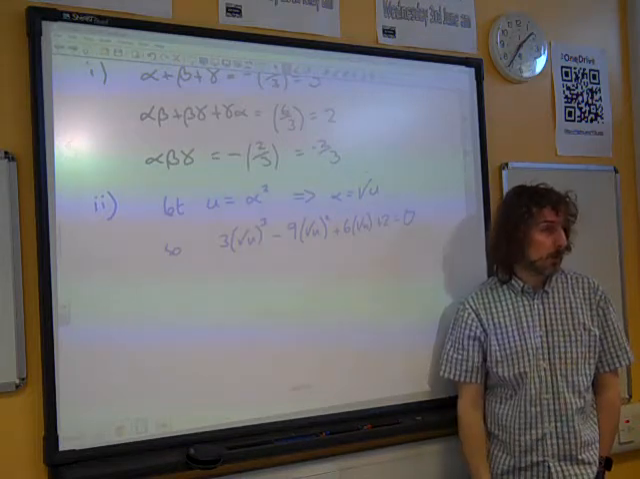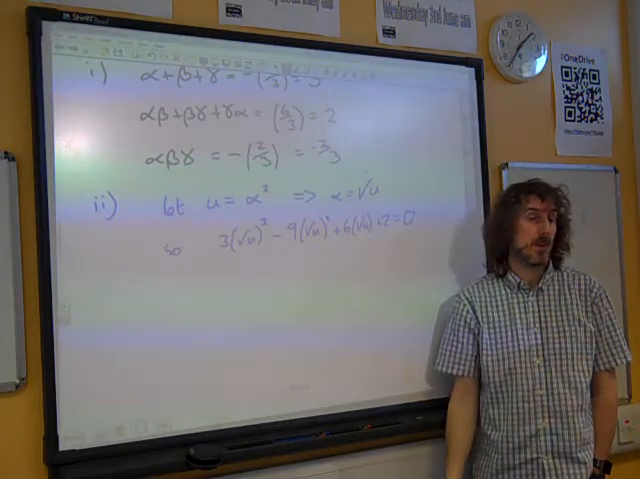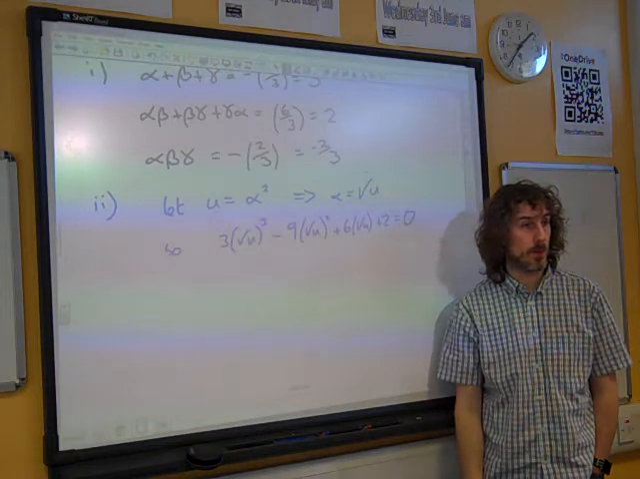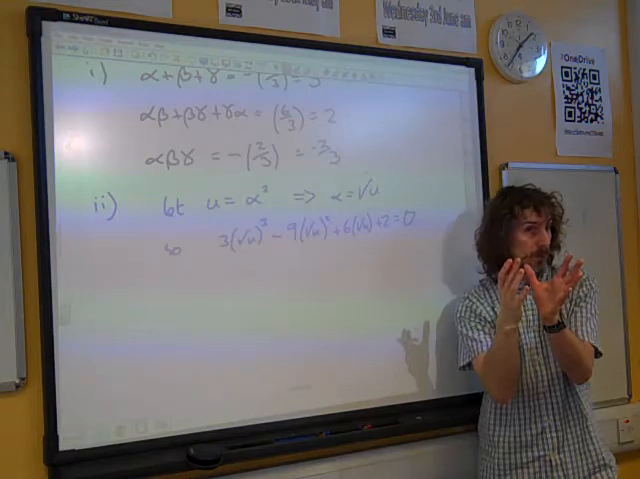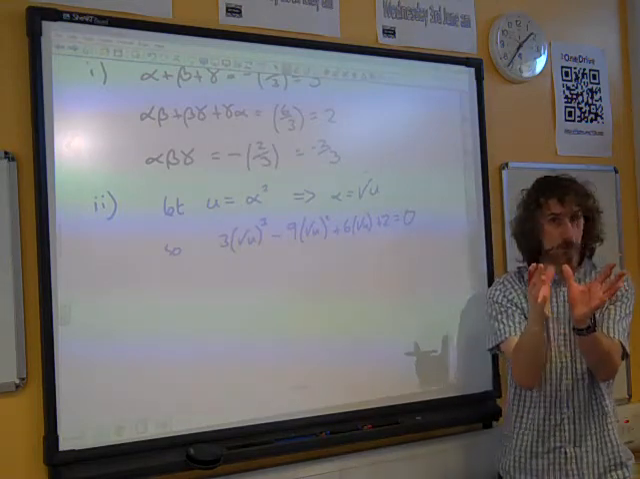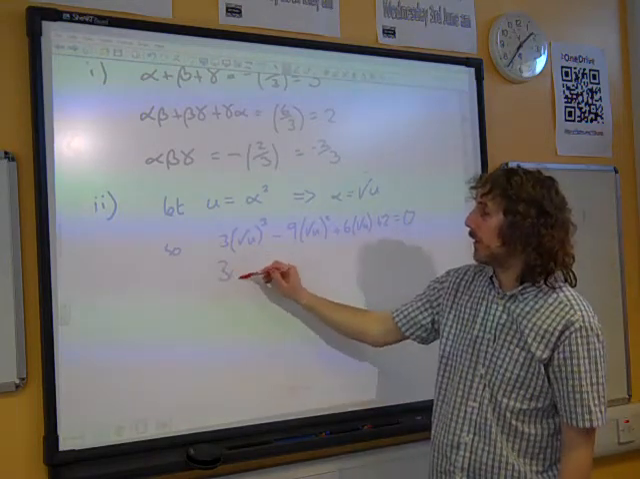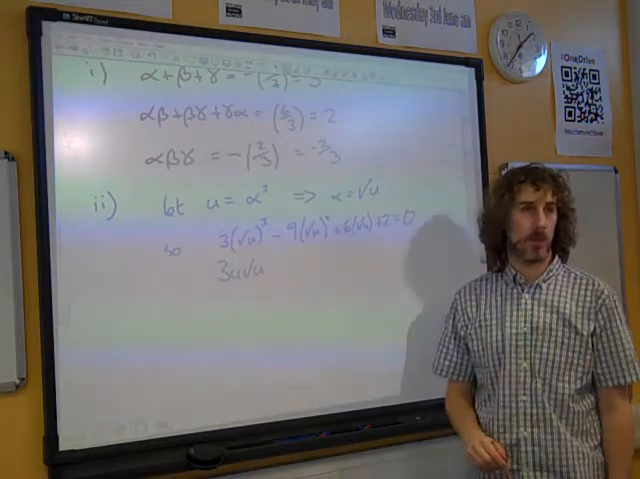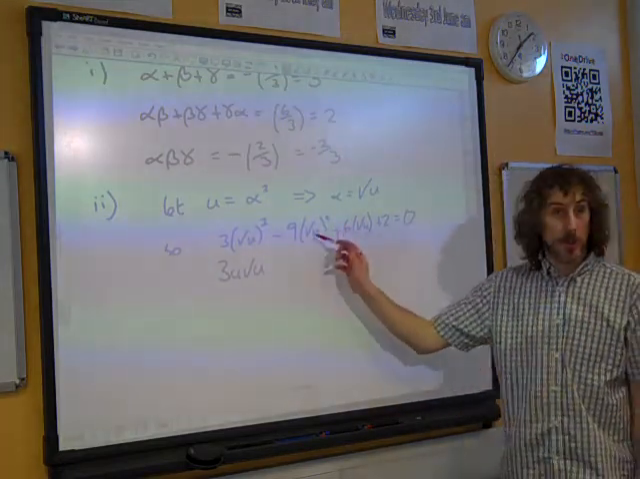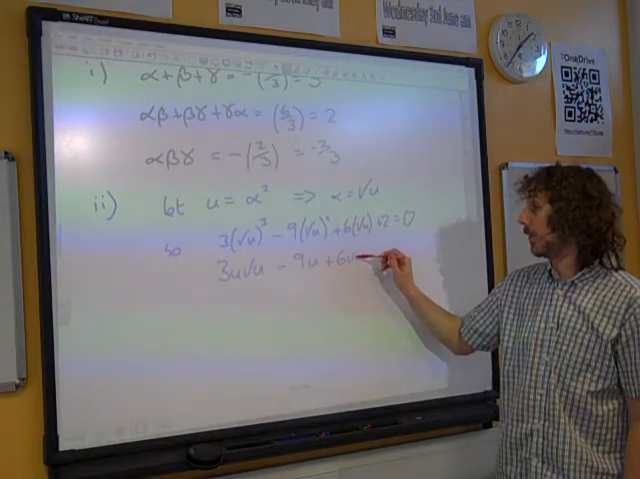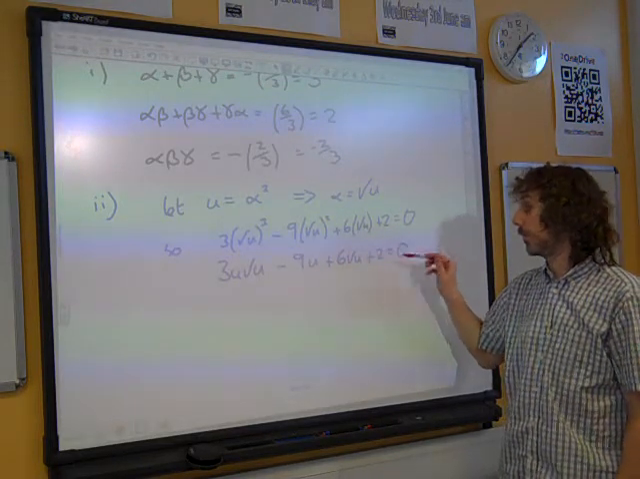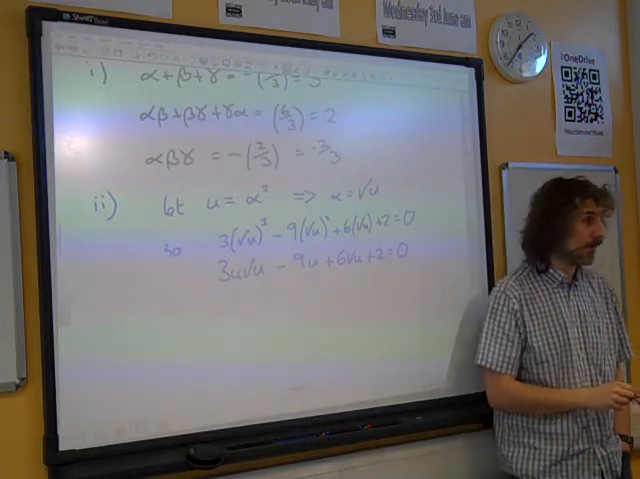Root u cubed. Think kind of surds from Core 1. That's root u times root u times root u. Well, the first 2 of those is just u. So that's 3u root u. Root u, when you square it, is u. So that's minus 9u, plus 6 root u, plus 2. It's looking better, but it's still not quite there.